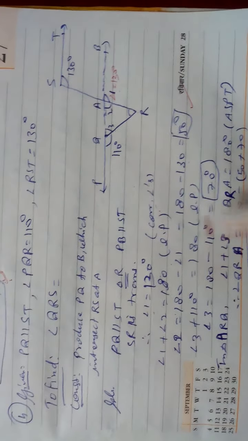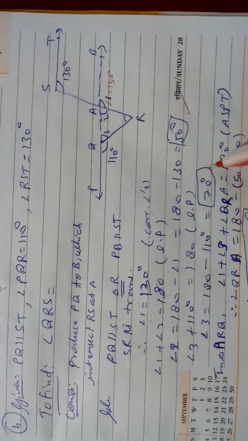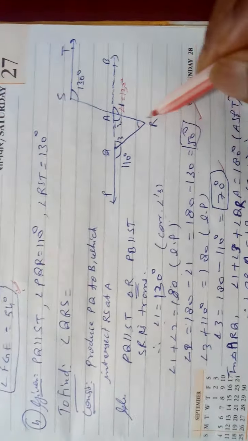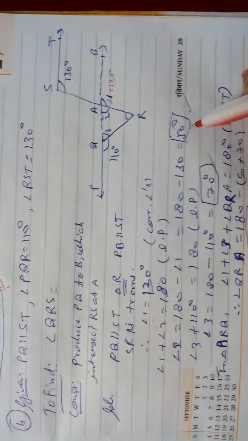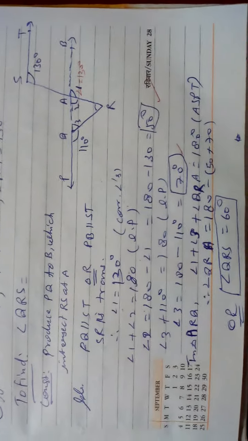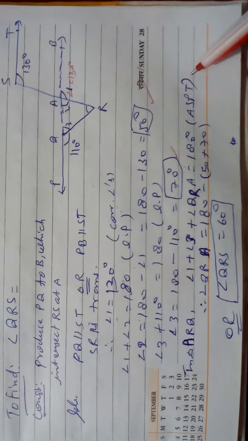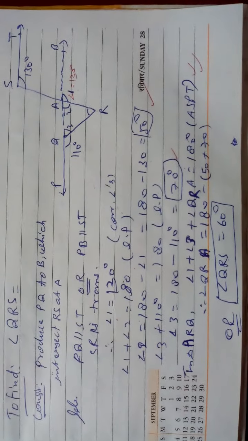3 and 110 also forming a linear pair. So you are getting 70 degree. In a triangle, two angles are given, 50 and 70. How will you get the third angle? By ASPT, the angle sum property of a triangle.